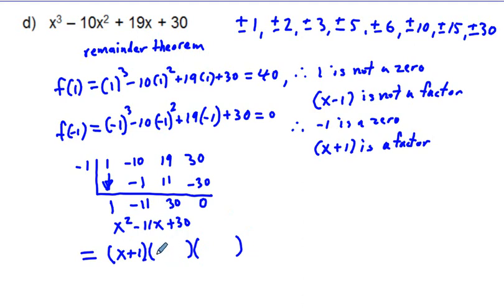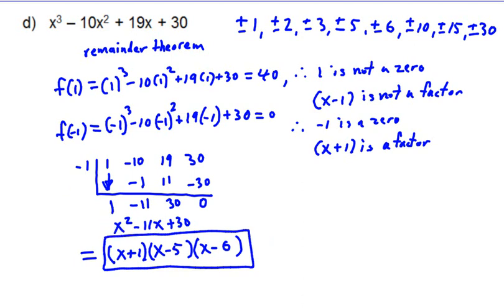So we're going to have x and x. And then we're going to have negative signs here. So what two numbers do we multiply together to equal 30 but add together to equal negative 11? That's going to be 5 and 6. And so this is going to be our factoring. Okay, next.